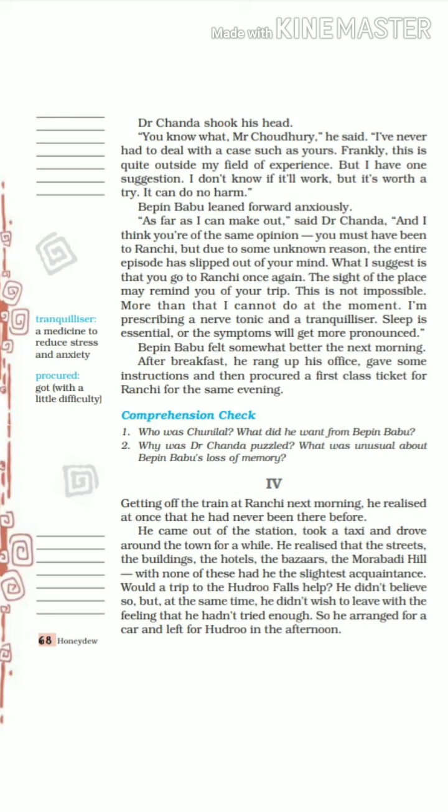As Bipin Babu had come out of the railway station, he hired a taxi and asked the taxi driver to drive him around the whole city. And when Bipin Babu looked at different buildings, hotels, the bazaars, the Morabadi Hill, he understood that he recognized none of these structures.